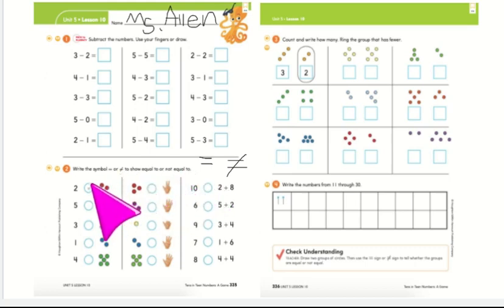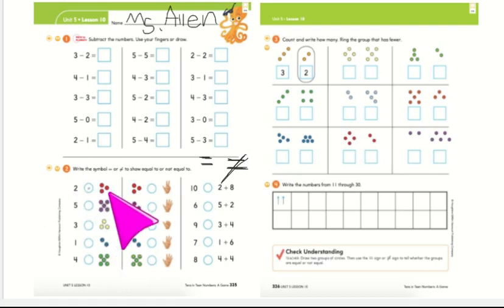Remember, equal means the same. So if something is the same, you're going to draw an equal sign. That's 2 lines right on top of each other. If they are not the same, you're drawing an equal sign and then putting a cross through it to say those are not equal. So let's try this first one.